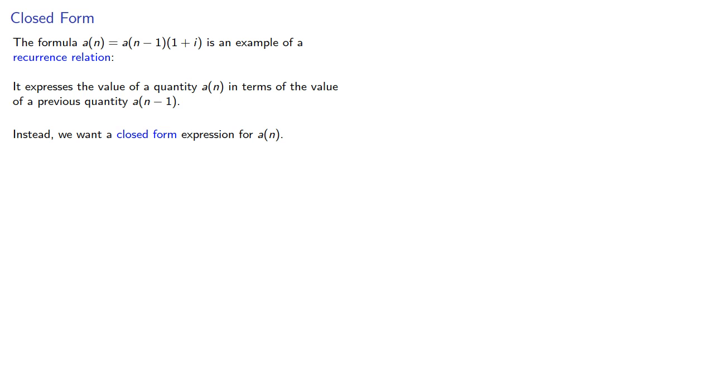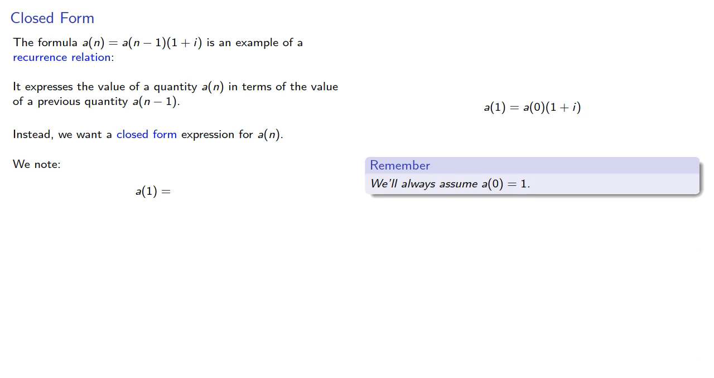And so we say that we want a closed form expression for a of n. In other words, some way we can compute a of n directly without having to find all of the preceding values. So let's start by finding a of 1. Our recurrence relation says that's equal to a of 0 times 1 plus I, but remember, we'll always assume a of 0 is equal to 1. So a of 1 will be 1 plus I.